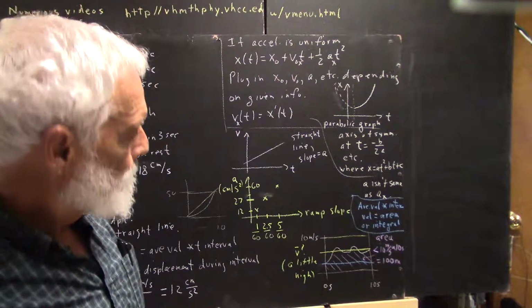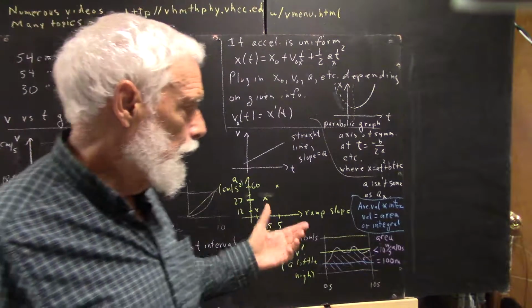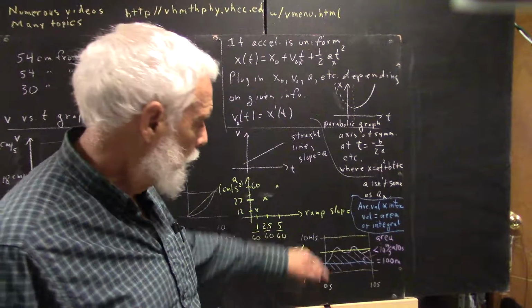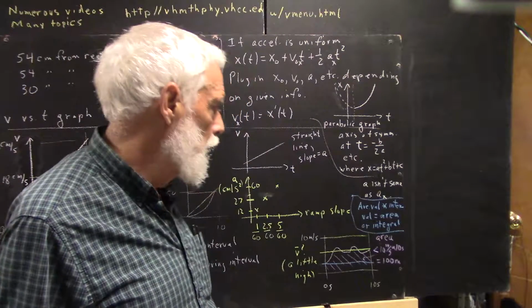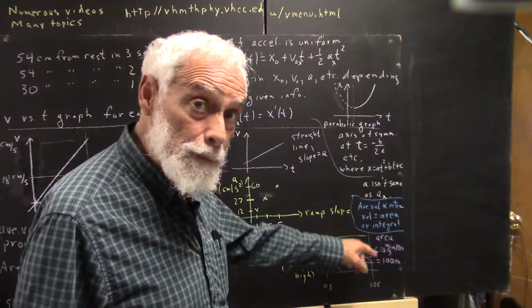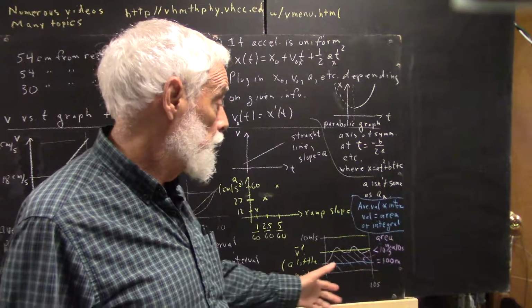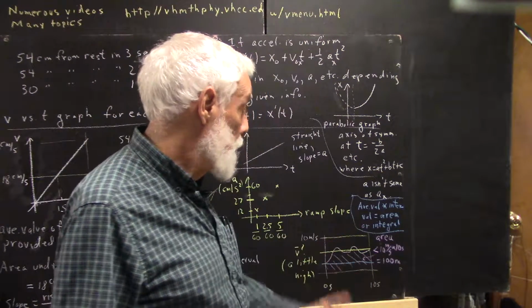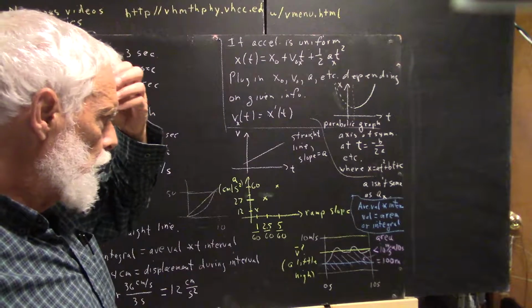Well, what did you just estimate when you estimated the 60 meters? You estimated the area under this curve, which is what the integral would be. So your estimate of the integral is 60 meters. Okay, how did you get that estimate?